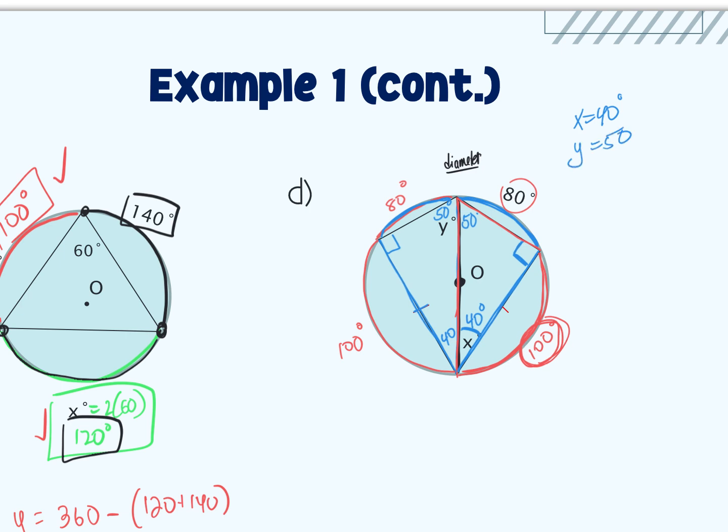I also know that if I ignore the fact that this line is here, notice that what I have is an inscribed quadrilateral. I've got this four-sided figure whose vertices are all on the circle. And I know in an inscribed quadrilateral, the opposite angles are supplementary. Notice this is 90 and this is 90. They add up to 180. And I know that this and this have to add up to 180 as well. So if this side over here is 80, this one has to add up to 100, making y equal to 50. So there were a couple different methods I could use here. Either way, they're all going to get me the correct answer.